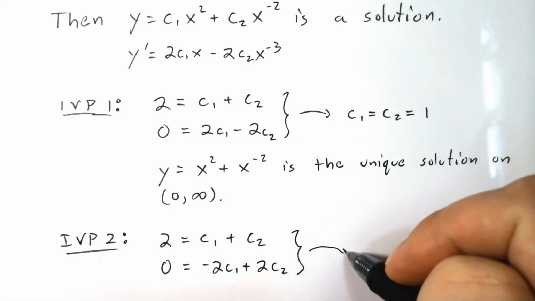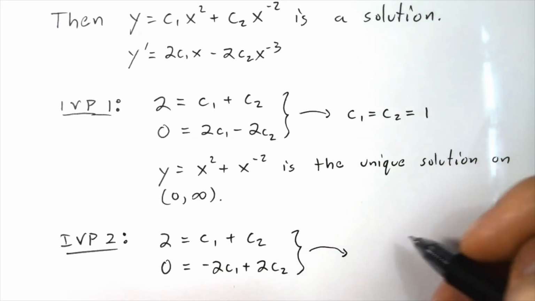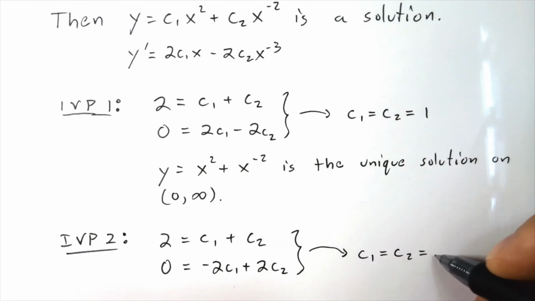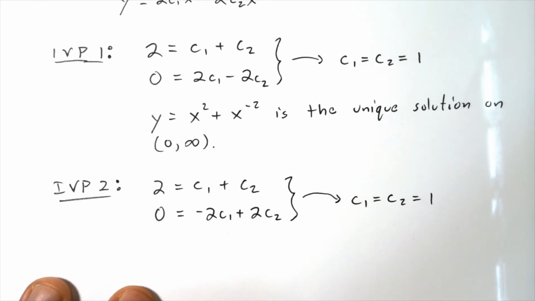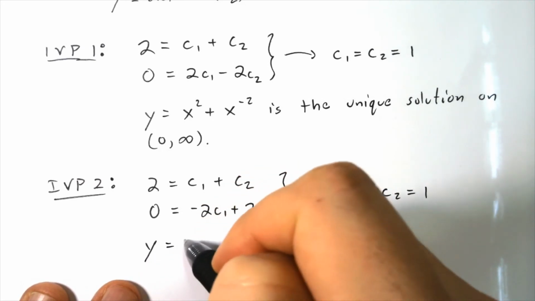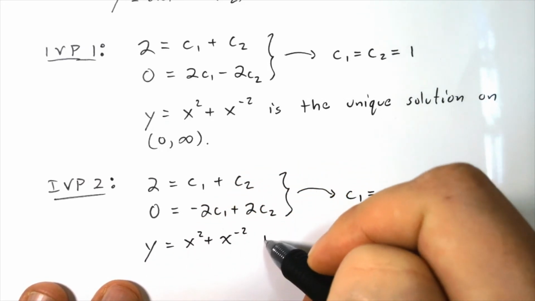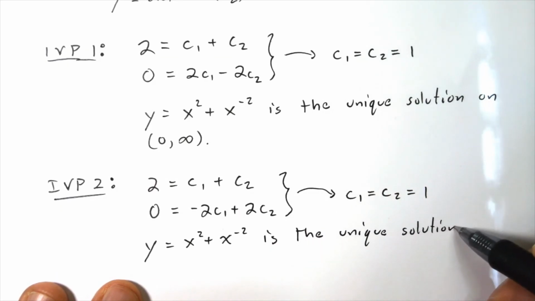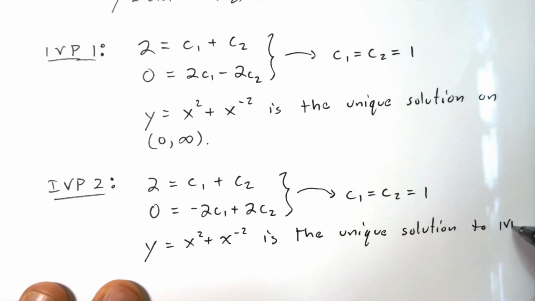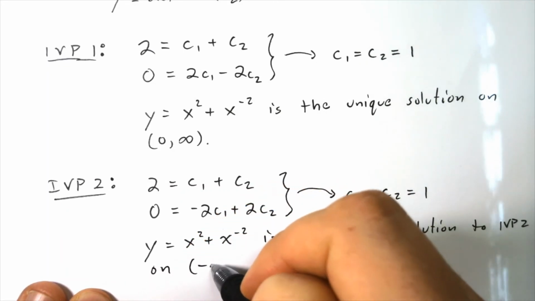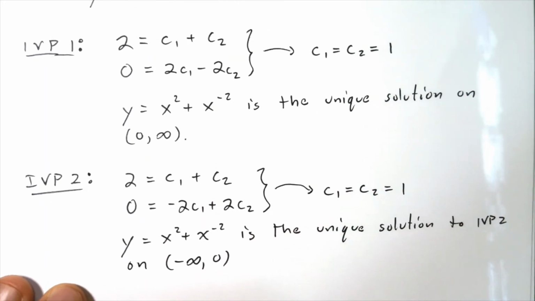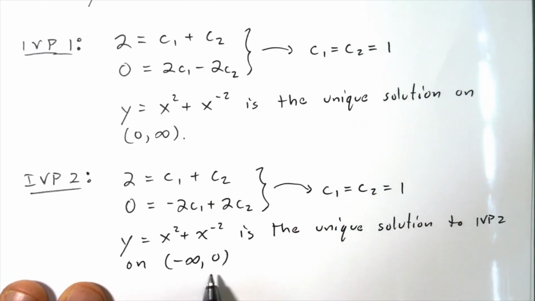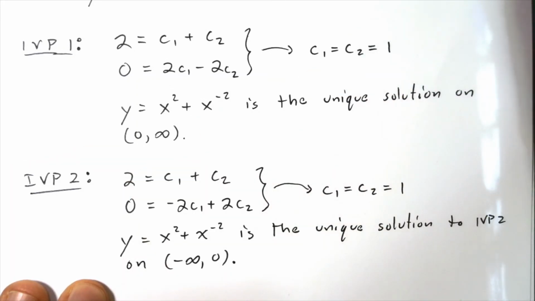You should have gotten, again, c1 equals c2 equals 1. And so y equals x squared plus x to the negative 2 is the unique solution to IVP 2 on the interval negative infinity to 0. Remember, we're not guaranteed that it's unique for all values of x, only where those functions were continuous, so only on this interval. Okay, let's take a look at a picture of what's going on.